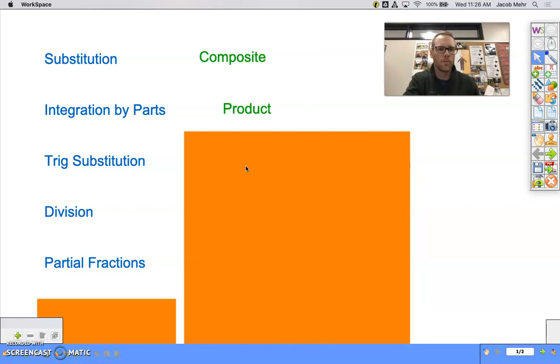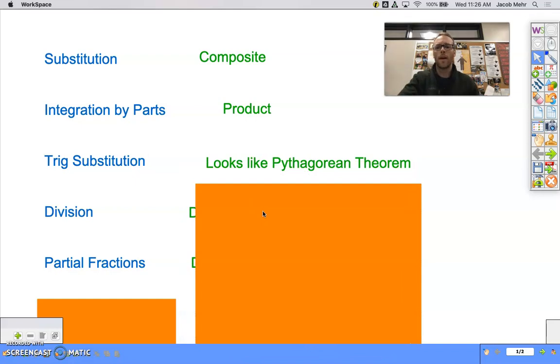Trig substitution. Now, when we do trig substitution, we're usually using a Pythagorean identity. Okay? So we like to use trig substitution when we have anything that looks like it might be related to the Pythagorean theorem, where we have something squared minus something else, or something squared plus something else, something that reminds us of the Pythagorean theorem.